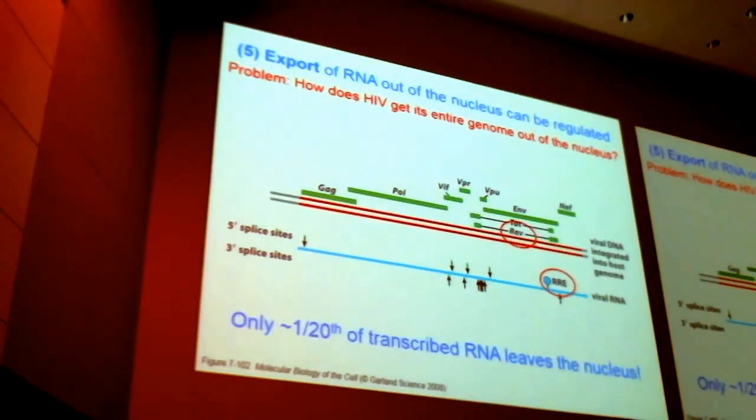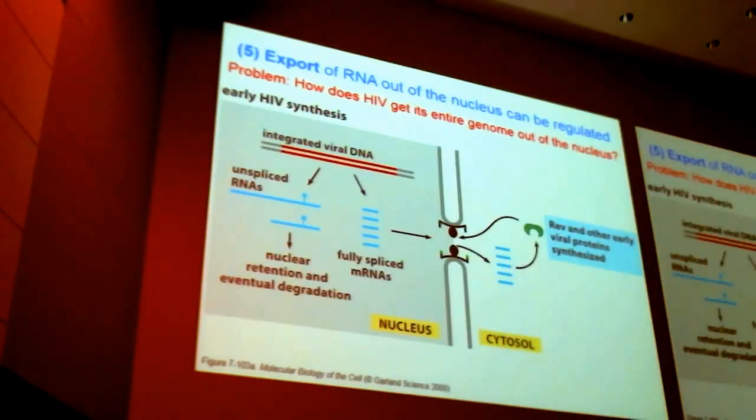And normally in a cell, most of the RNA is obliterated inside the nucleus, very little gets out. So only about 1/20th of the transcribed RNA gets out. Most of it gets obliterated because they're not spliced. So imagine if this is an integrated viral DNA inside a cell, you make this long unspliced RNA, it'll be immediately subject to nuclear degradation. But if you make these spliced small RNAs, they can get out.